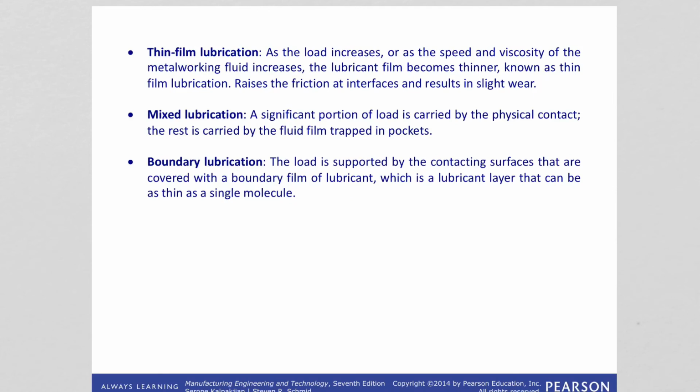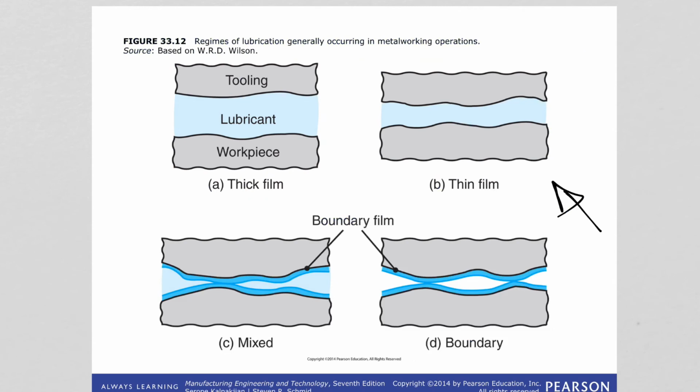In mixed, also called partial lubrication, a significant portion of the load is carried by the physical contact between asperities of the two contacting surfaces. The rest of the load is carried by the pressurized fluid film trapped in pockets, such as the valleys between asperities. You see the trapped fluid, right? But then a significant portion of the load is carried due to the physical contact between the asperities here.